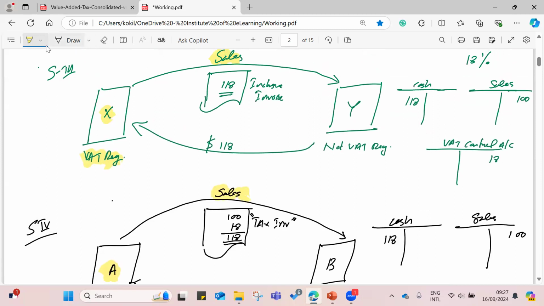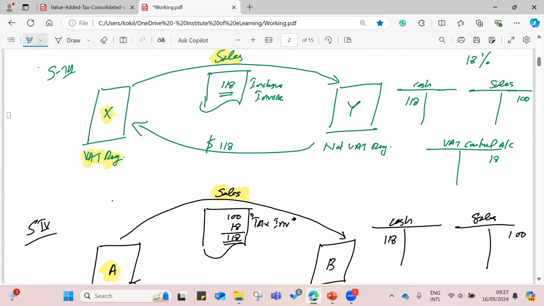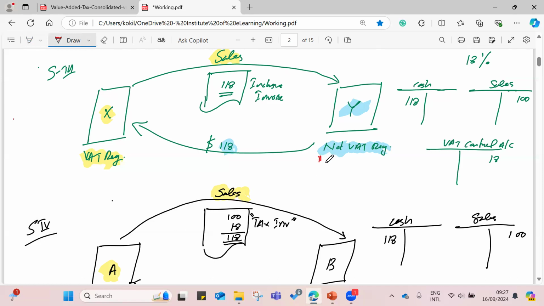From B's point of view, if we take here Y, because it is not registered for VAT, then in scenario 3, company Y is not registered for VAT. Whatever amount they paid includes the VAT component of 18, right? Then they cannot claim VAT because they are not registered. Input VAT paid cannot be claimed because they are not registered.